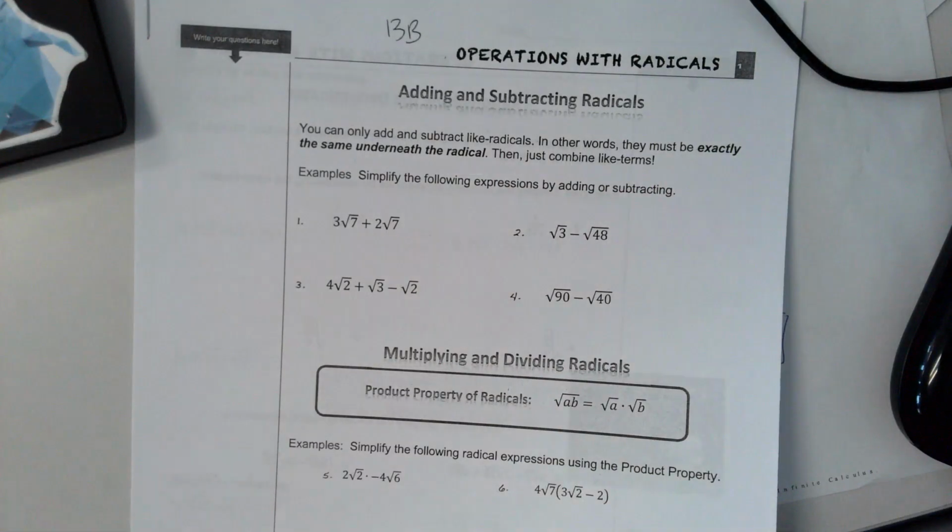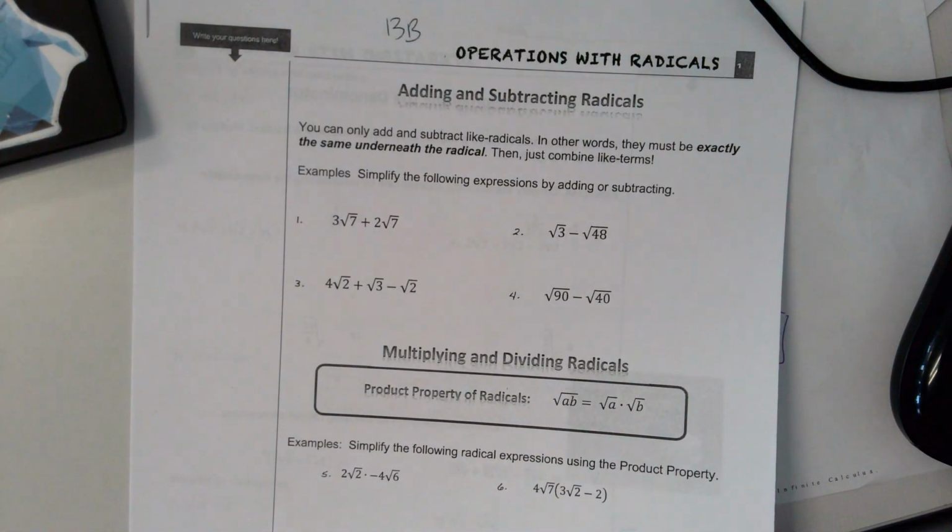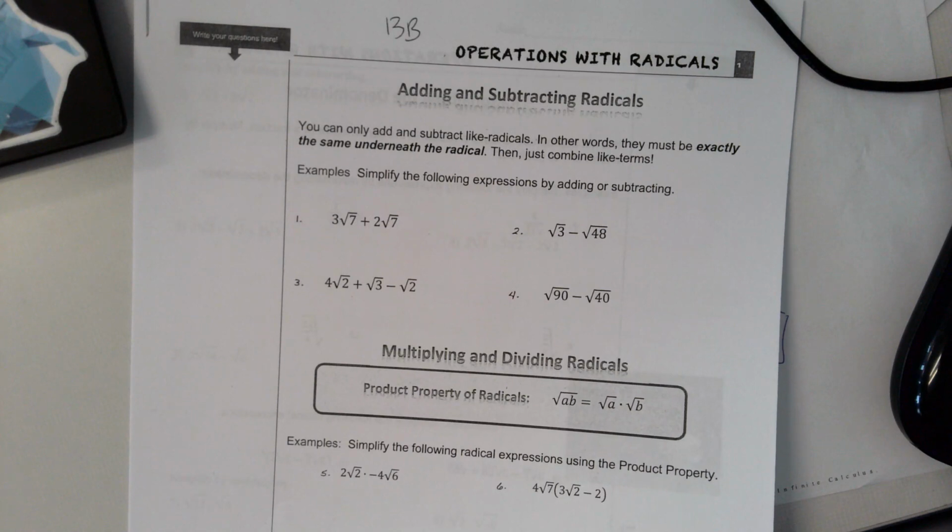All right. So we have operations with radicals, and we're going to start with adding and subtracting. So you can only add and subtract like radicals. In other words, they must be exactly the same underneath the radical. Then just combine like terms. Okay, so what does that mean?